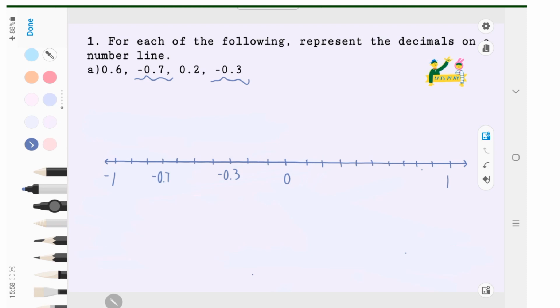Next, we compare the positive decimals and it will be 0.2 and 0.6. And the answer will be negative 0.7, negative 0.3, 0.2, and 0.6.